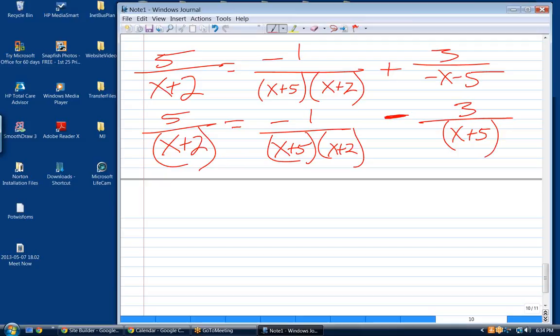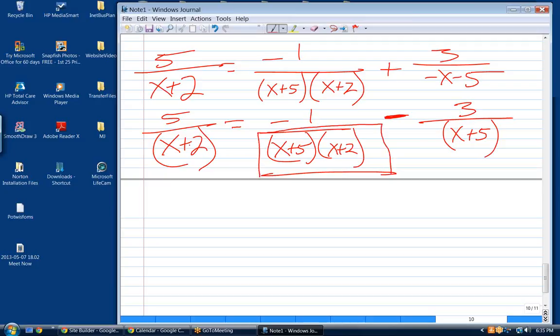We have to have the x. Remember that you always have to multiply by the most complicated looking thing you're looking at. In other words, if I multiply both sides by x plus 2, I don't get rid of this denominator. If I multiply both sides by x plus 5, I don't get rid of this denominator. So how am I going to get rid of this denominator? Multiply both sides by this denominator.